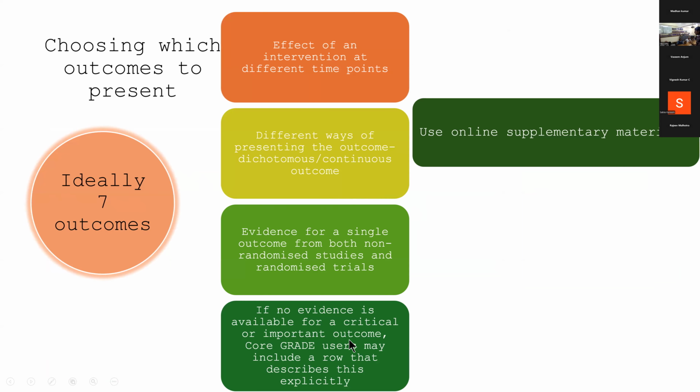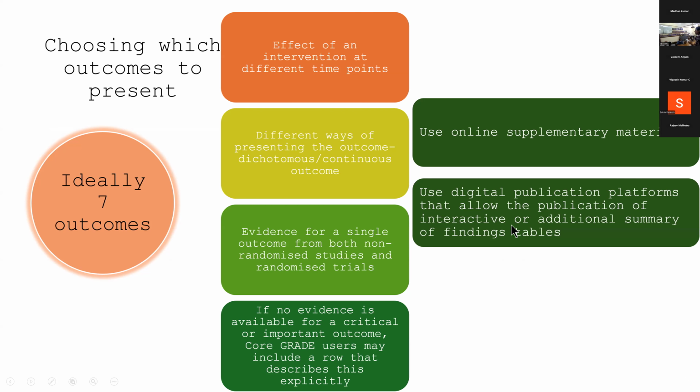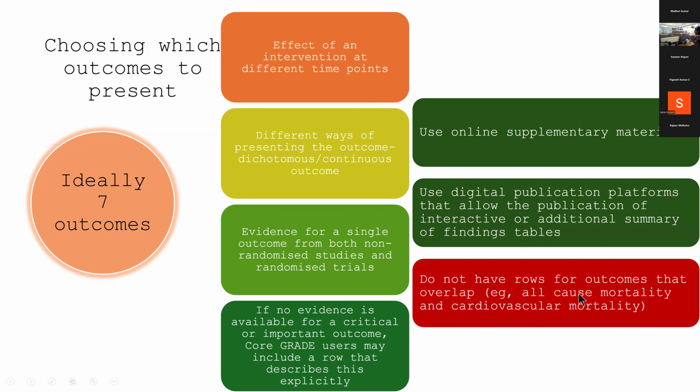And sometimes if you're not able to synthesize the result, the GRADE authors might want to give it in a narrative format. So for all this, if you want to present more data, you can use online supplementary materials, or you can use digital publication platforms where you can have overlay techniques, additional summary of findings tables, and interactive designs to communicate all your data. But you just have to make sure that your outcomes are not overlapping. There is no point putting an outcome for all-cause mortality and also another outcome for cardiovascular mortality, because then you'll be double counting the adverse effects.